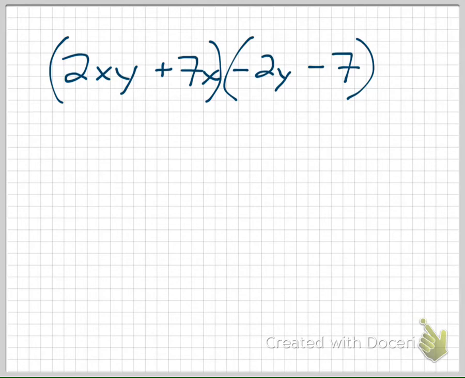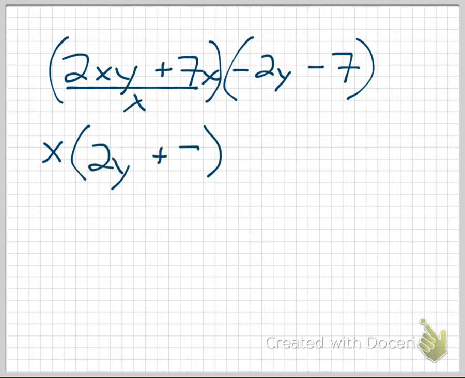Okay, let's see what happens here. What can I pull out of here? Pull out an x. I agree. So I'm going to pull out an x, right? And what does that leave me with? 2y plus 7, right? Awesome.